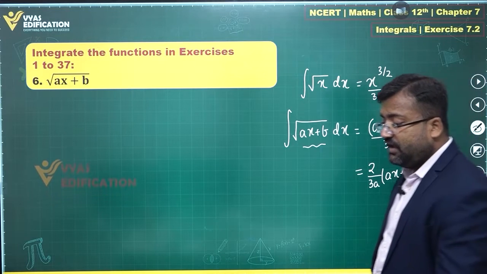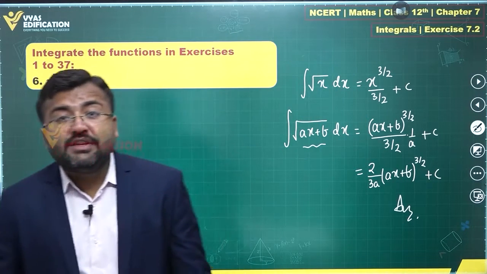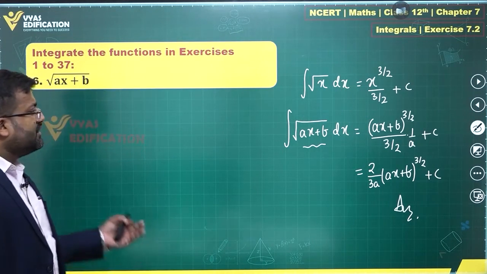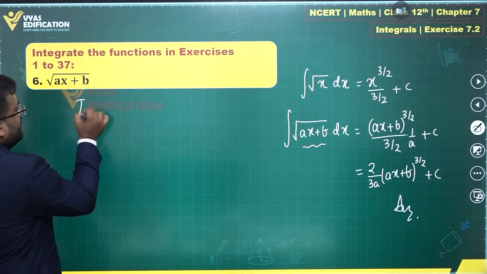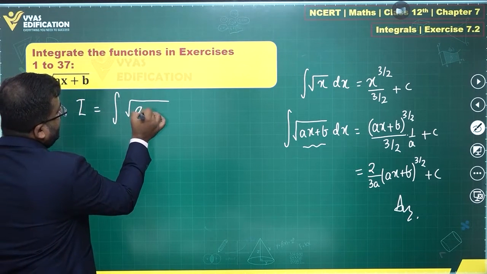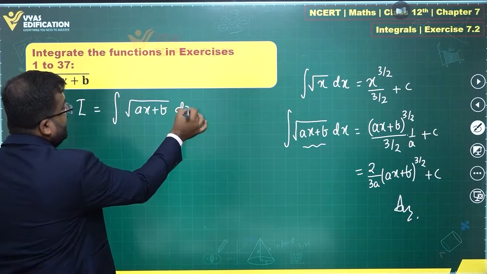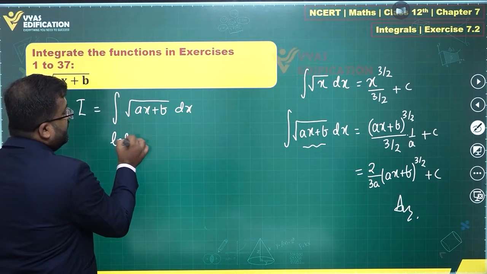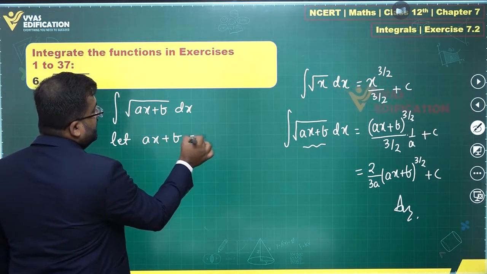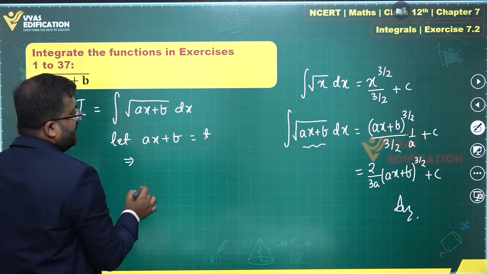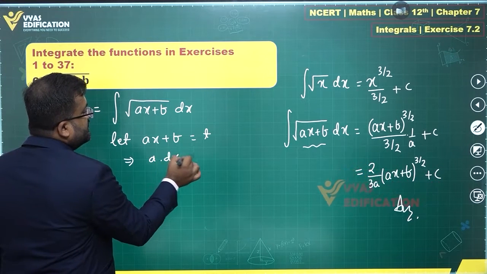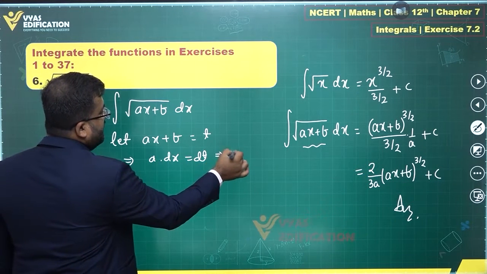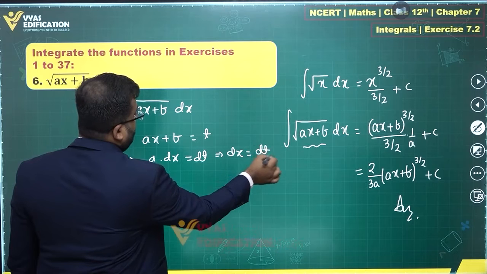Integral of root (ax + b). Oh, but I want to solve using basic ideas of substitution. If you want to solve using those things, then also you can solve this. I is the integral of root (ax + b) dx. This particular question I'll solve using the other approach also. Let ax + b be equal to t. What does that give me? a times dx is equal to dt. This tells me that dx is equal to dt upon a.